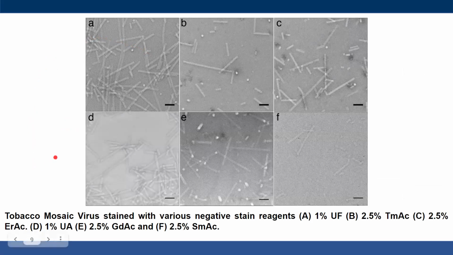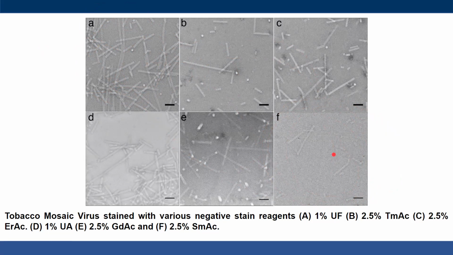Here is also an example, tobacco mosaic virus stained with a negative stain reagent. Here in A it's a uranium type of stain, and then we have a different type of heavy metal salts. As you can see in A, it's a very clear picture. But when we see the F picture, everything is blurry. We cannot see the viruses. We cannot see a lot of difference between the background and the biological sample.